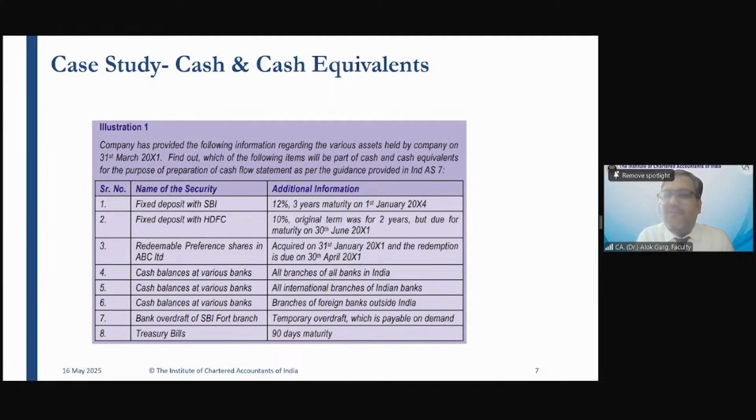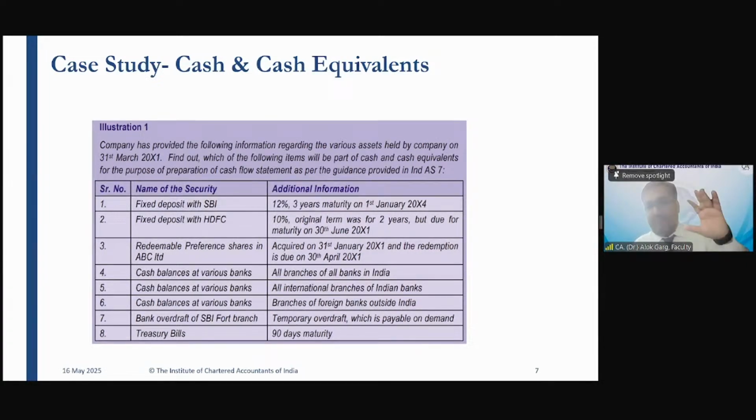So let's say you have cash on hand of 100 rupees, a bank balance of 50 rupees, and a bank overdraft of 20 rupees. What is your cash and cash equivalent? 170? 130. Bank overdraft is a liability, not an asset. Cash on hand 100 rupees, cash at bank 50 rupees, total 150, minus bank overdraft 20 rupees, closing balance of cash and cash equivalent is 130.